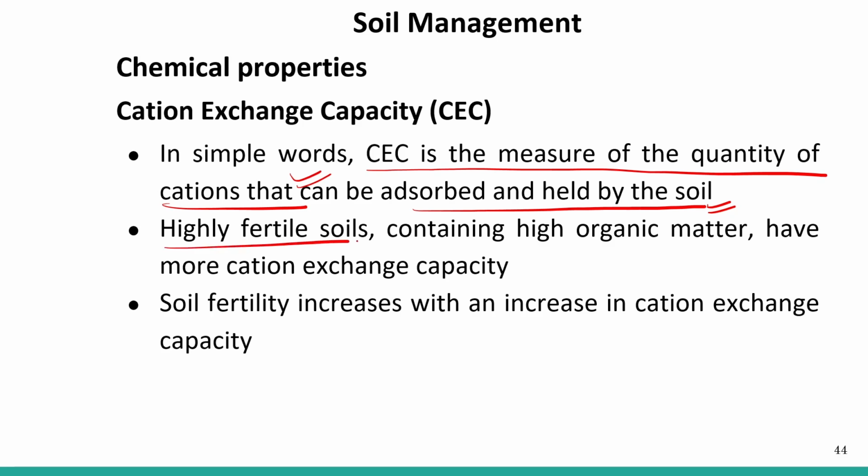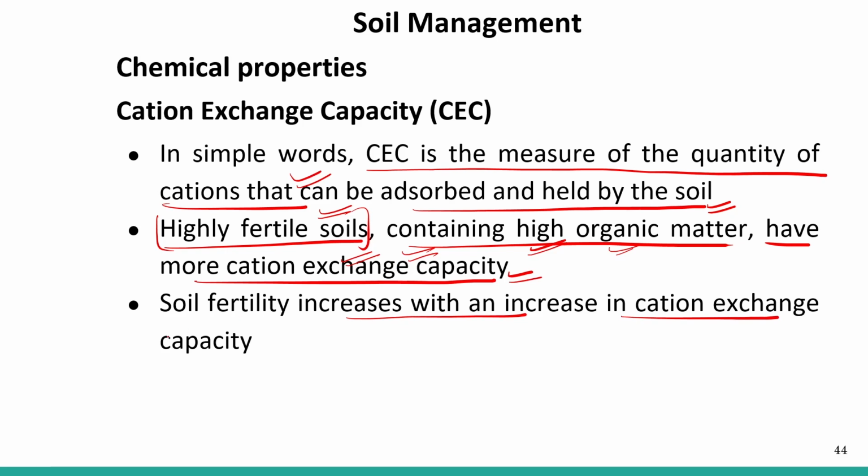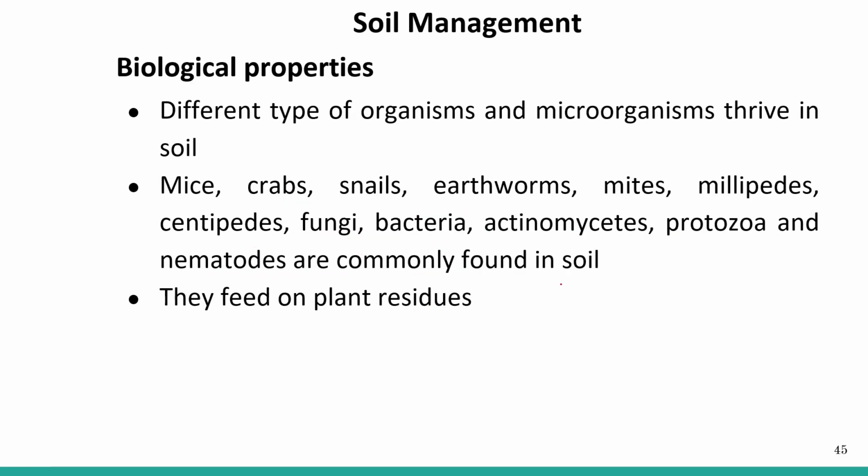Highly fertile soil containing high organic matter has more cation exchange capacity. As we all know, if the soil has lots of clay and lots of humus, then it has high organic matter, and that will also add to the cation exchange capacity. Soil fertility increases with an increase in cation exchange capacity. So this is very, very important. If the soil is fertile, then it shows that it has high cation exchange capacity.